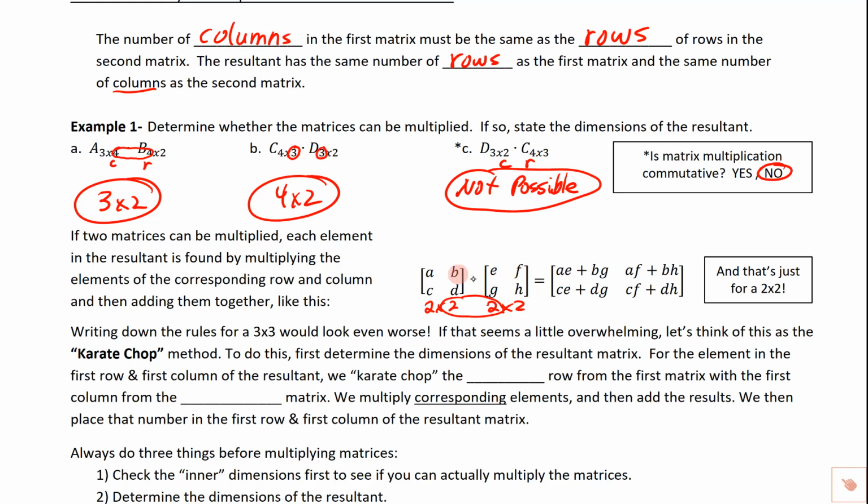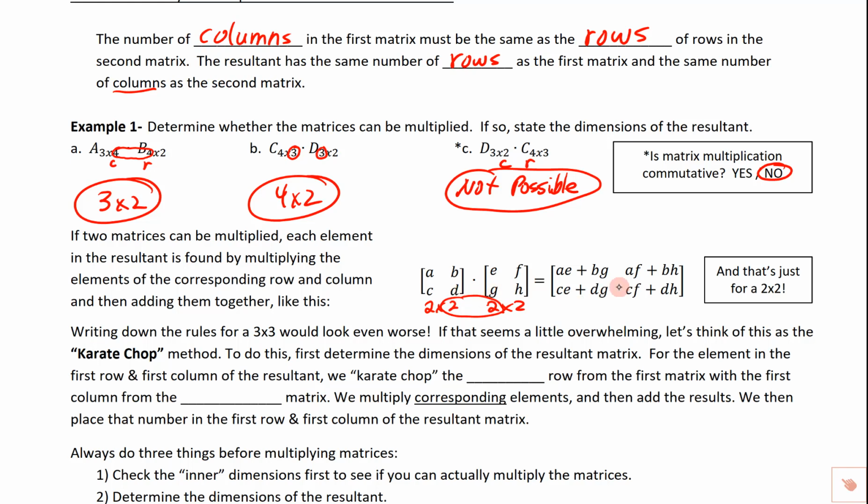There's the A times E, and B times G. And then we add them together. So let's take this one right here. Second row, first column. We take the second row and we multiply it with the first column. So we've got a C times an E. There's the C times E, and we've got D times G.